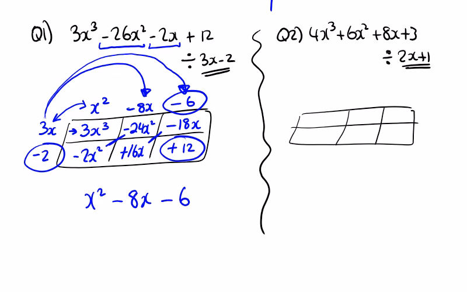Pause the video. Okay, you've practiced it. You put your 4x cubed in the first box. You put your plus 3 in the last box. And you put your linear 2x plus 1 on the outside. What have you put on top? Hopefully you put 2x squared. And on the bottom, you've put also 2x squared because we're multiplying by 1.